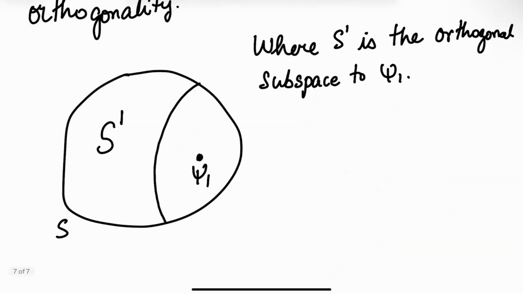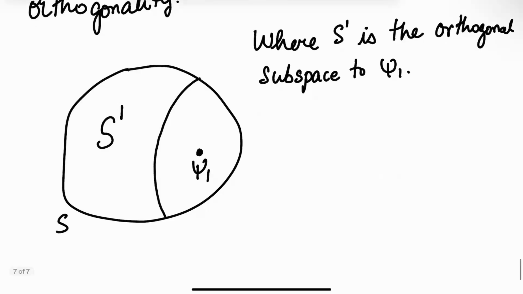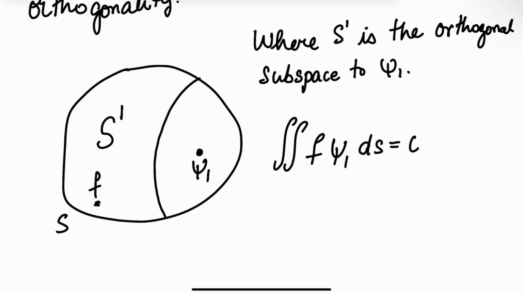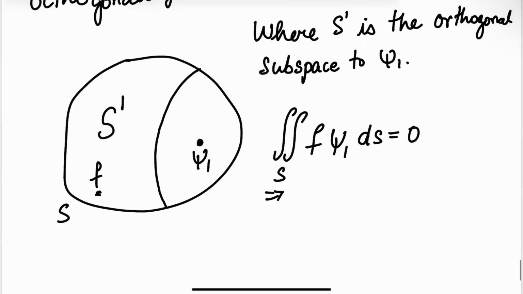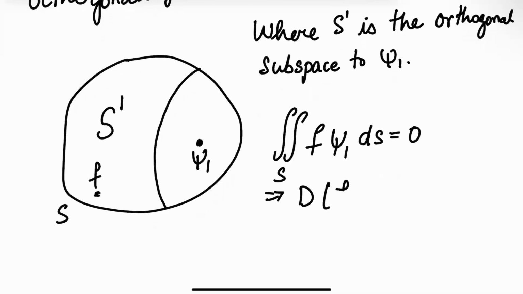Now from this subspace, I want to find solutions that minimize the functional. So in other words, I'm looking for functions f, my new f, such that f satisfies this relationship, such that f is already orthogonal to psi 1. And this is nothing but d of f comma psi 1 must be 0, based on the definition of d.